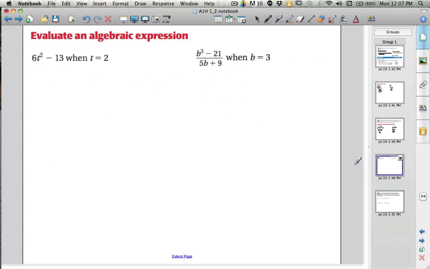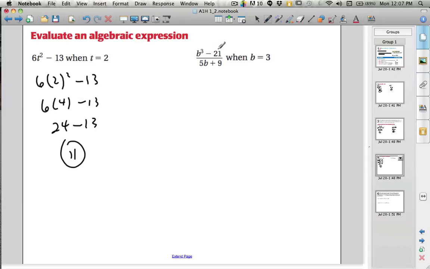Okay, some more examples like that, evaluating an expression. So now I'm going to do some of the things we did in the last section in terms of substituting a value into an expression. And then I'm going to follow order of operations. So first I substitute. Now I don't have parentheses, but I do want to do the power, the exponent first. So this is going to be 6 times 4 minus 13. 6 times 4 is 24. Minus 13 is 11.